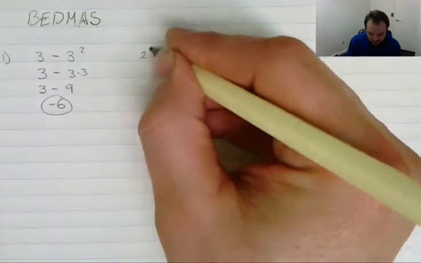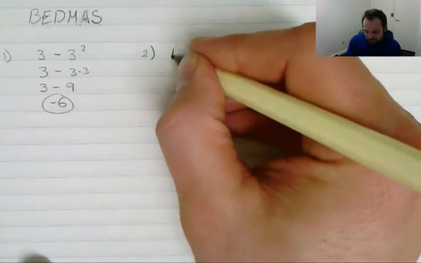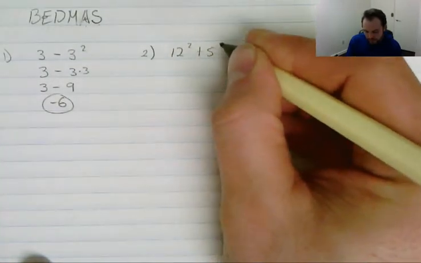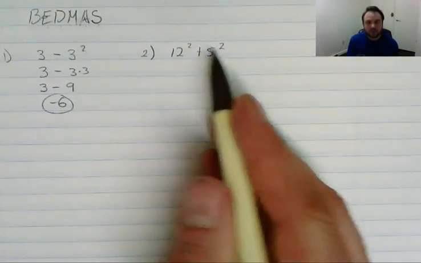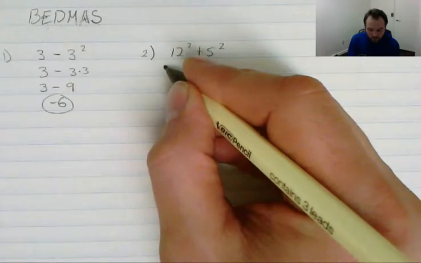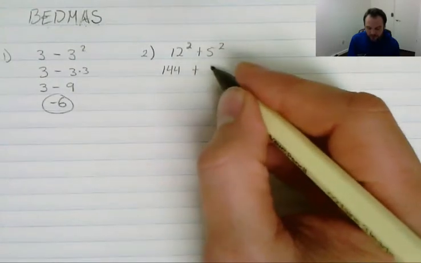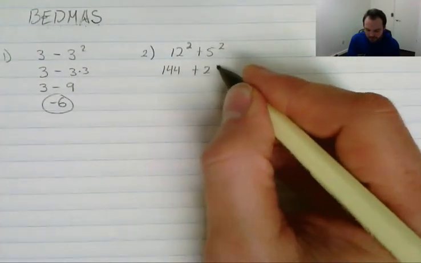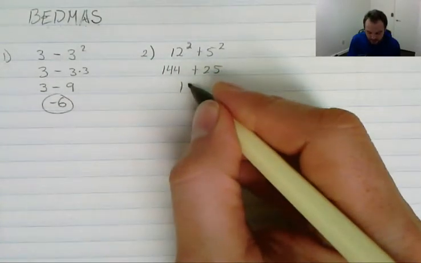Let's try a second one here. My second one is going to be 12 squared plus 5 squared. Okay. So once again, we're going to look for brackets. Are there any brackets? There are no brackets. So next we're going to look at exponents. I have two exponents here. I have this 12 being squared, and I have the 5 being squared. So in this case here, 12 squared is 144, plus 5 squared is going to be the same thing as 25. So now when I add these together, 144 plus 25, that's going to give me 169.